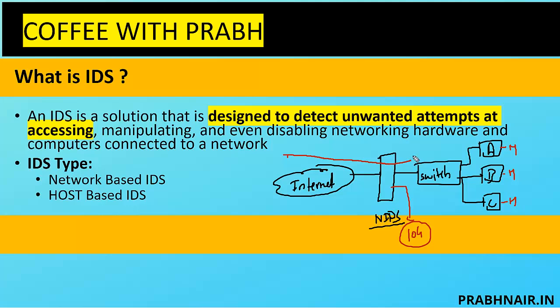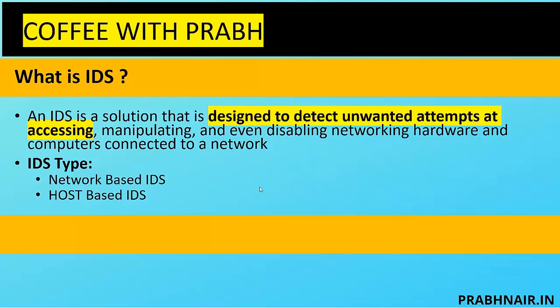But NIDS can only capture where the traffic is coming from and where it is going. What changes this packet introduced in every system? For that we install the HIDS. That's why we install network-based IDS at the border of the network to monitor the network traffic from where the traffic comes to where the packet goes. And HIDS is something we install in every host.